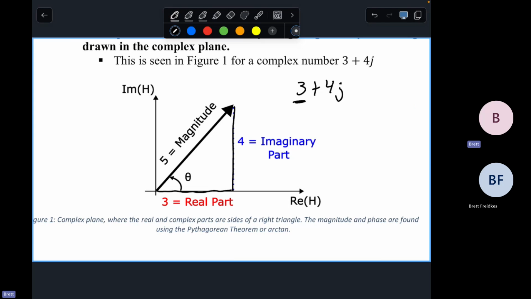The phase is the angle that this makes with the x-axis. So we find that by doing the arctangent of 4 over 3, which is the same as the arctangent of the imaginary part over the real part. Do we see that? Is that okay? Doubts? Okay.